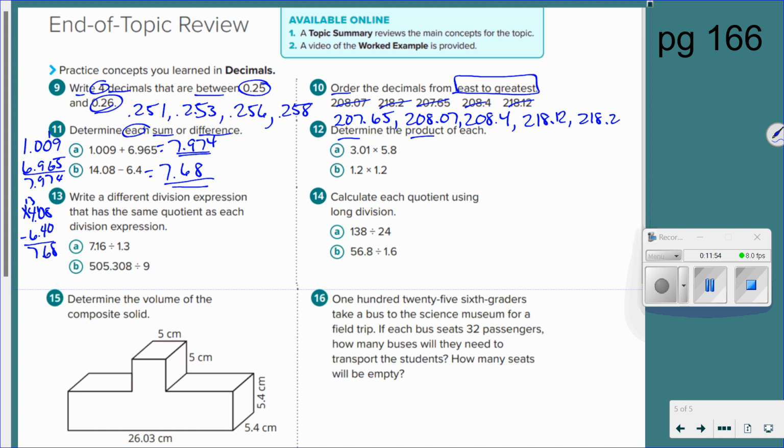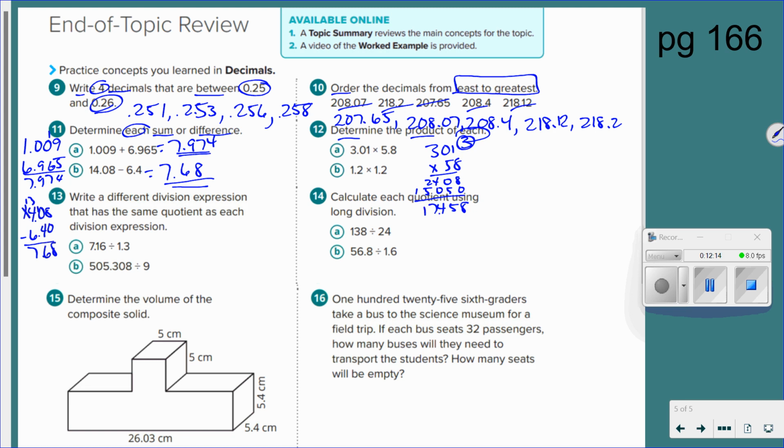12, determine the product of each. Don't know why that all moved. Okay, so this one I'm just doing 301 times 58, and I know I have 3 decimal places. Gives me 8, 0, 24, 0, 5, 0, 15. Add those up. 8 5 4 7 1. Put 3 decimals. So that one should have given me 17 458 thousandths. 1 2/10 times 1 2/10 gives me 2 decimal places. I know from my basic facts that's 144. 2 decimals, 1 44 hundredths.